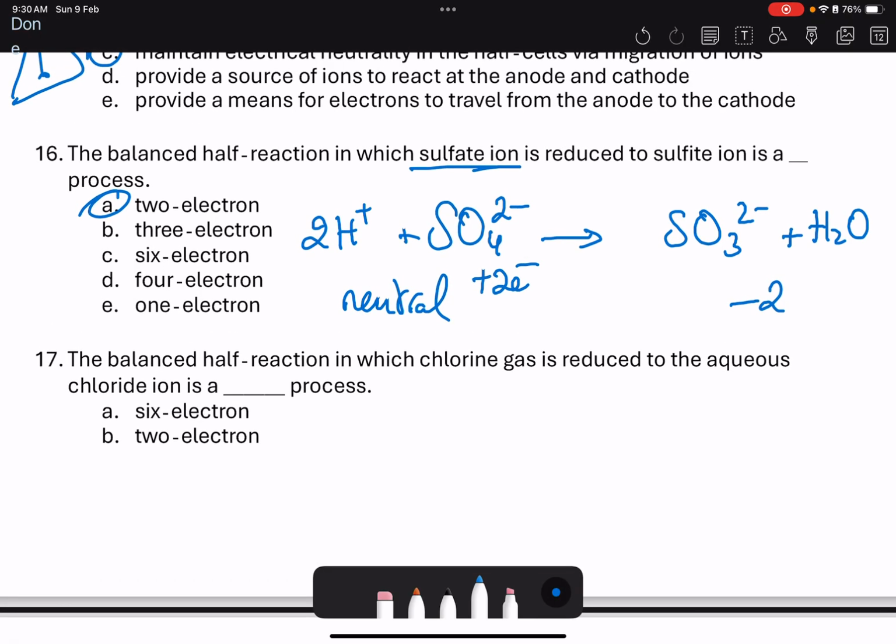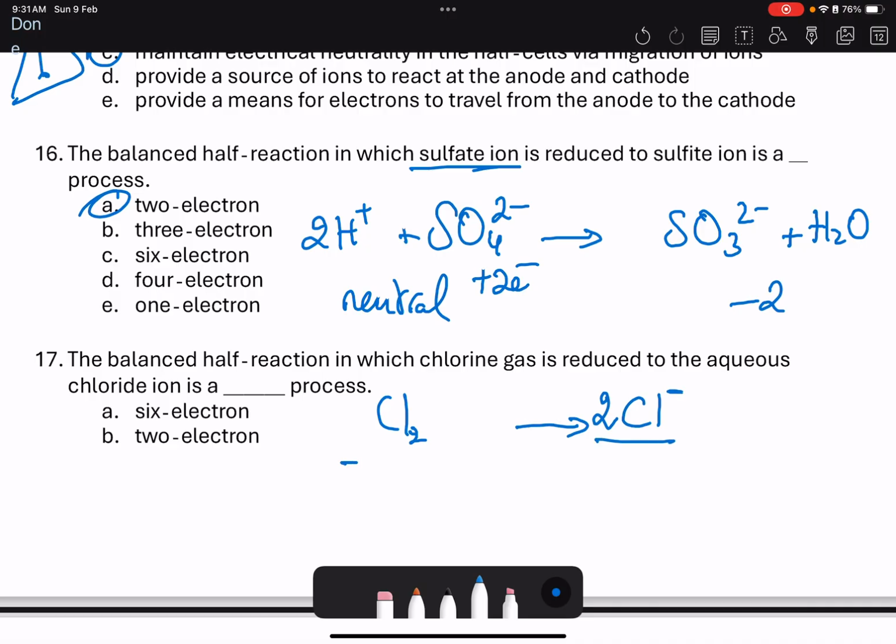Now the balanced half reaction in which chlorine gas, I'll tell you, in these questions the formulas will be given to you. Chlorine changed to chloride. First, I need to balance the atom, Cl. Be careful with this step.